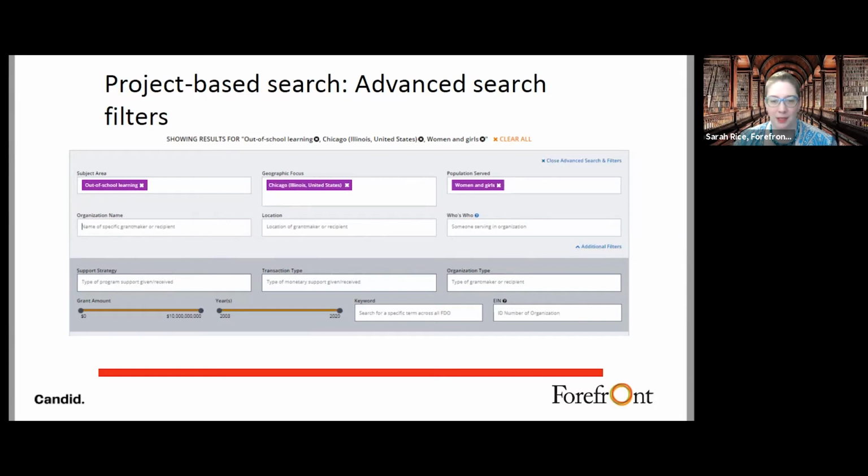So that can even be kind of beneficial, but it is just something to play around with as you search. Population served: if you are working with a particular group of people, like here, women and girls, there are many other choices there. If you work with veterans and provide a number of services for veterans, you might use population served and leave subject area blank because you're doing a lot of different things.